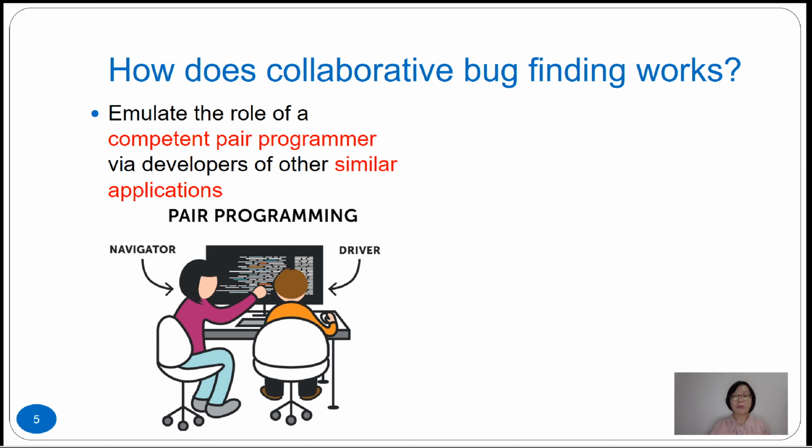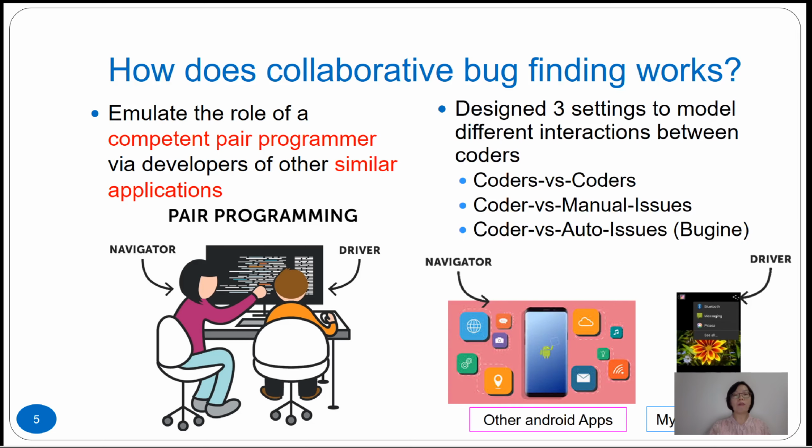So we want to bring this concept into bug finding by emulating the role of a pair programmer using other similar applications. That is, we design three different settings to model different interactions, but in all these settings, we have other Android apps as the navigators, and then our own app under test will be the driver who will drive through the bug finding process.